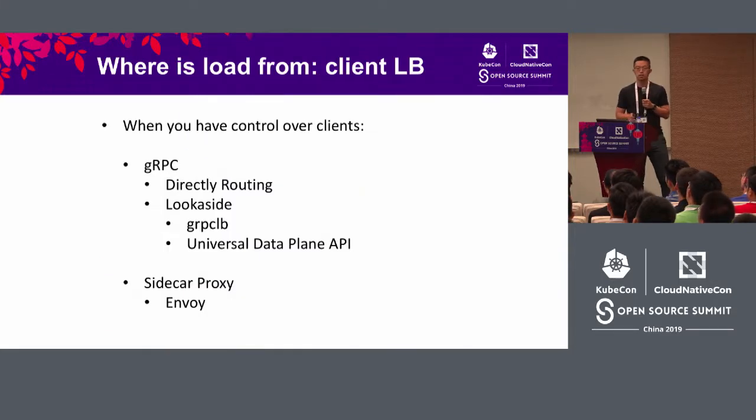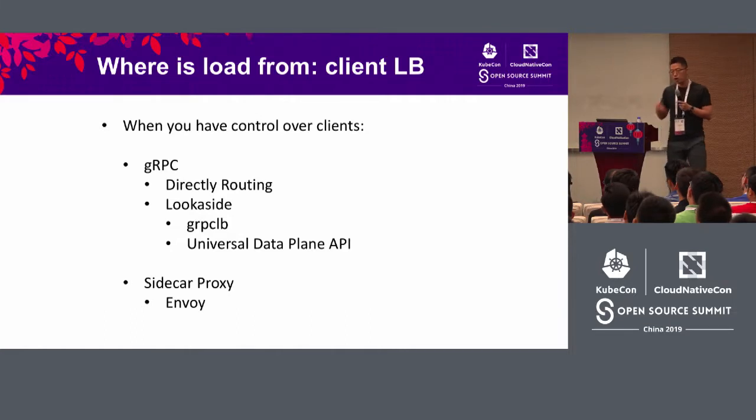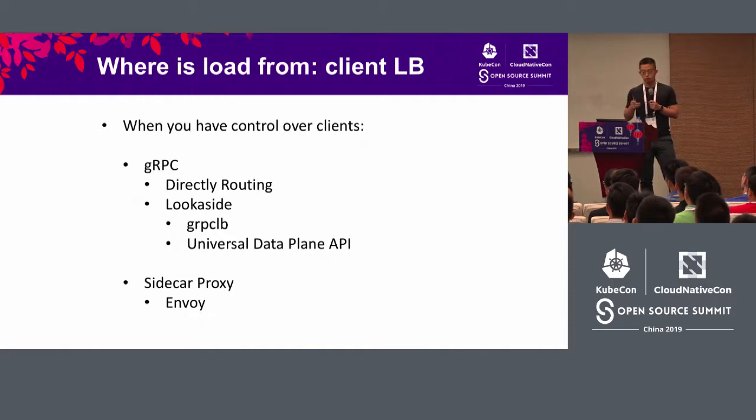On the client side, if you have complete control or partial control over clients, you can start load balancing already, right? In this case, you can choose to use gRPC by making calls to the gRPC library in your application code. And gRPC itself is smart enough to directly route requests to different backend servers. If you feel like that's too much, okay, gRPC shouldn't be responsible for this load balancing decision, that's fine.